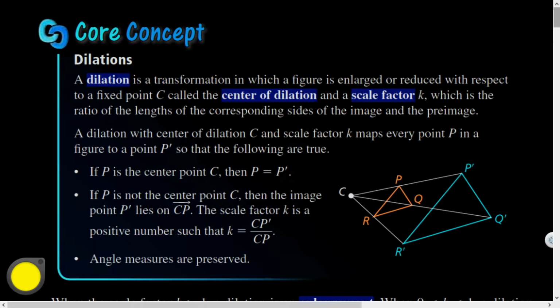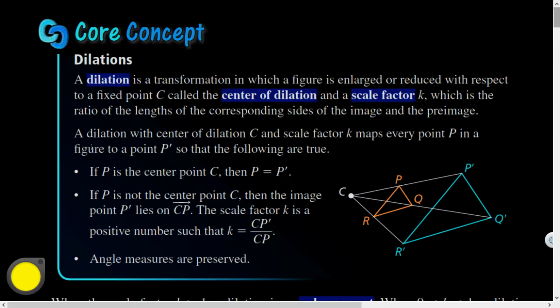A dilation is a transformation in which a figure is enlarged or reduced with respect to a fixed point C, called the center of dilation. Another concept is this idea of a scale factor, k, which is the ratio of the lengths of the corresponding sides of the image and the pre-image.